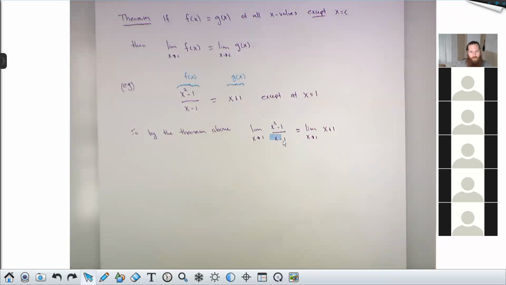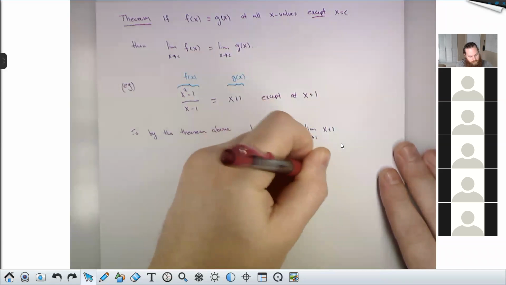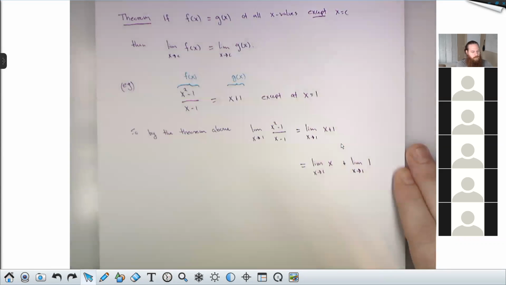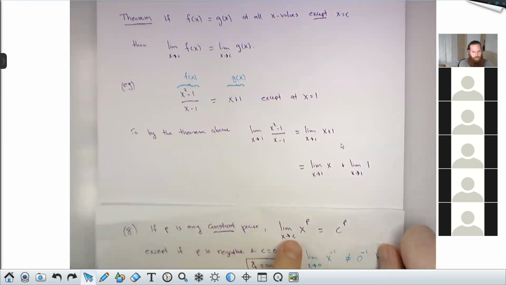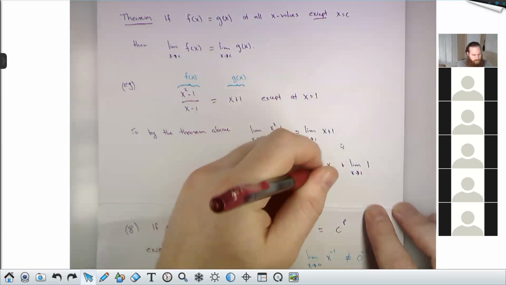And the nice thing is, once you've canceled away that factor of x minus 1 from the bottom, the limit laws with which we began class today are all you need to calculate the limit here. If you want to be very verbose about it, you can say that this is the limit as x approaches 1 of x plus the limit as x approaches 1 of the constant function 1. And now you look at limit rule 8. If p is any constant power, then the limit as x approaches c of x to the p is just c to the p. Well, that's this guy, right? The power there is just 1. So this first piece I can calculate just by plugging in.